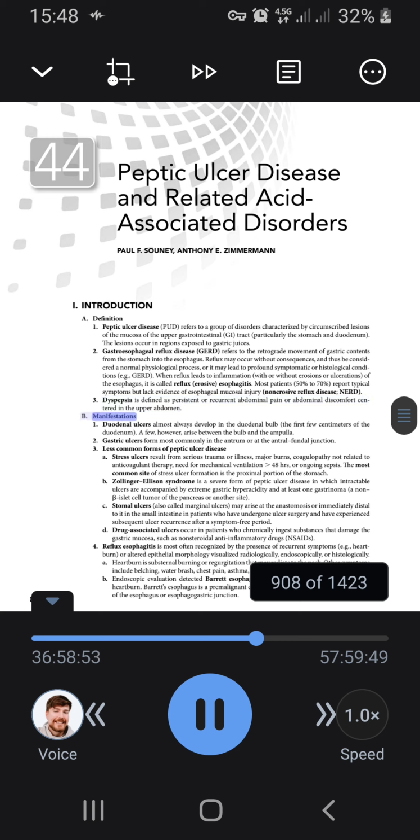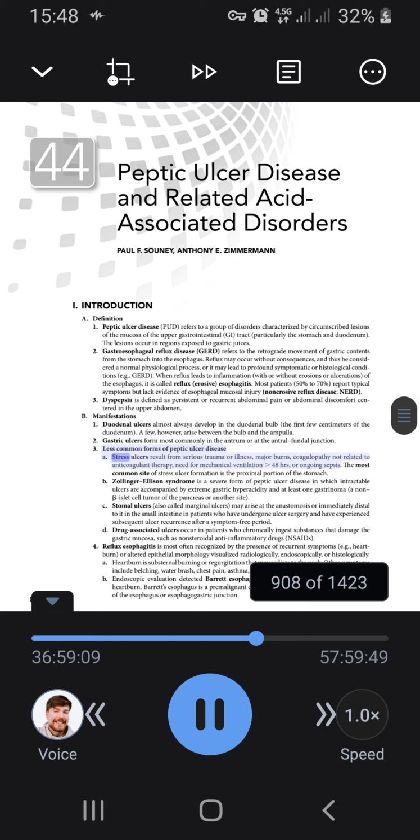B. Manifestations. 1. Duodenal ulcers almost always develop in the duodenal bulb, the first few centimeters of the duodenum. A few, however, arise between the bulb and the ampulla. 2. Gastric ulcers form most commonly in the antrum or at the antral fundal junction. 3. Less common forms of peptic ulcer disease.